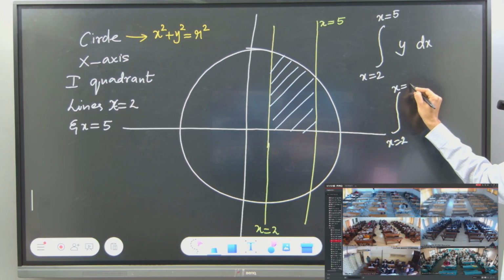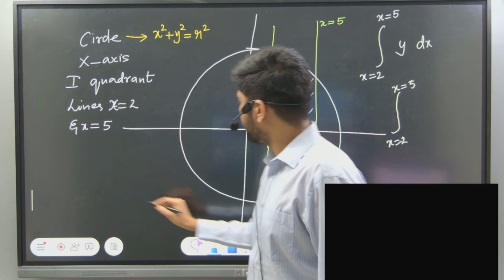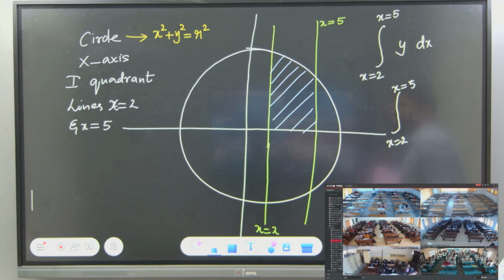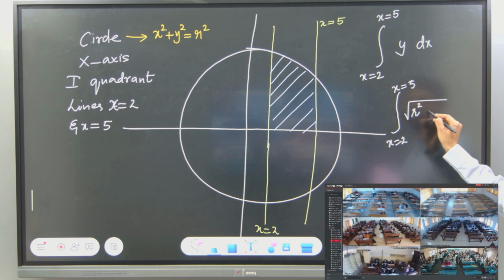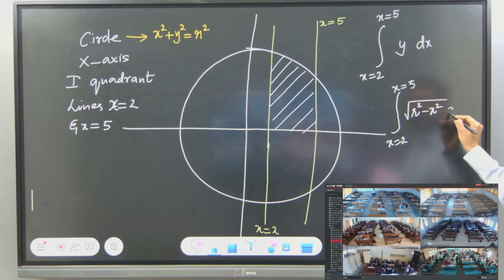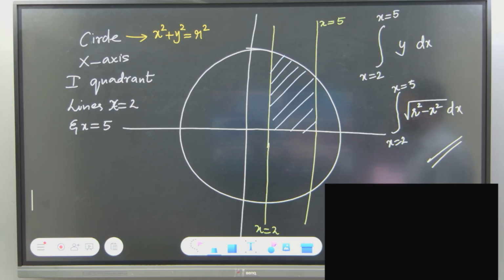How will I write y in terms of x? Y square is equal to r square minus x square, correct? Or y is equal to square root of r square minus x square dx. You have to integrate it. Using which formula will you integrate this? Square root of a square minus x square formula.